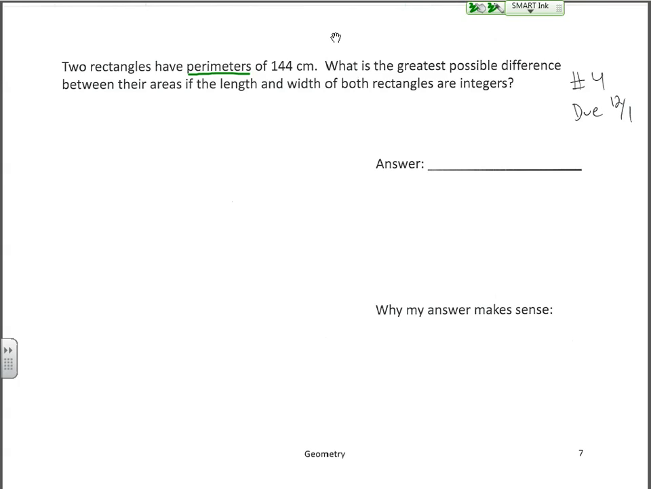Okay, so here's what we have. We've got rectangle A, rectangle B. How big I draw them doesn't really matter. I'm going to be labeling sides here. Even if they both look like they're the same size, if I label them with different sides, that's just how math works. This is just a sketch. So perimeters of 144 centimeters.